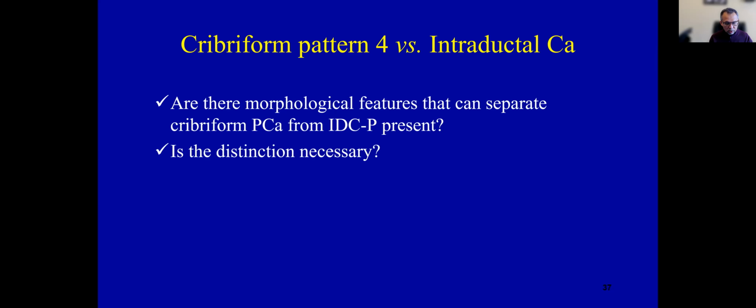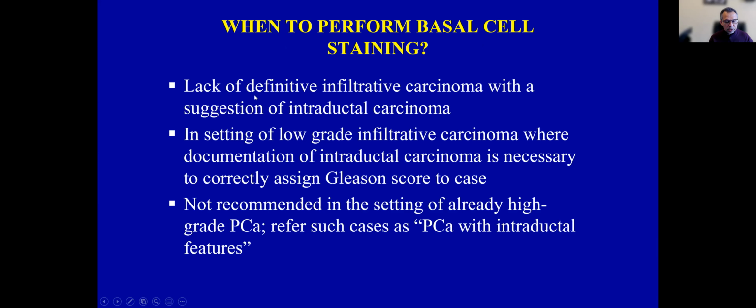And if I do not have those morphological features, then do I need to use basal cell immunohistochemistry? Will that distinction be clinically meaningful and necessary? So here are my suggestions for where you should utilize basal cell markers to separate between the two, by documenting presence or absence of basal cells.